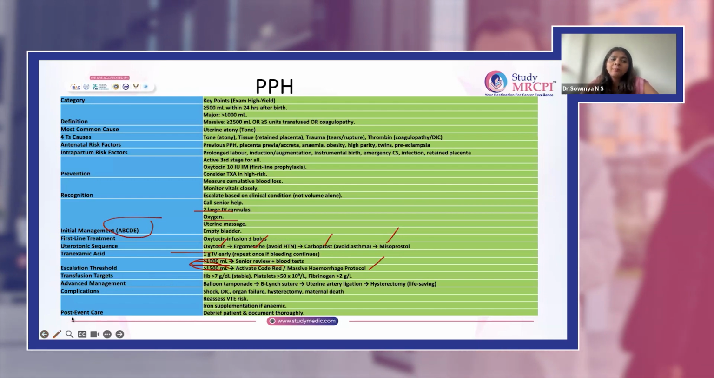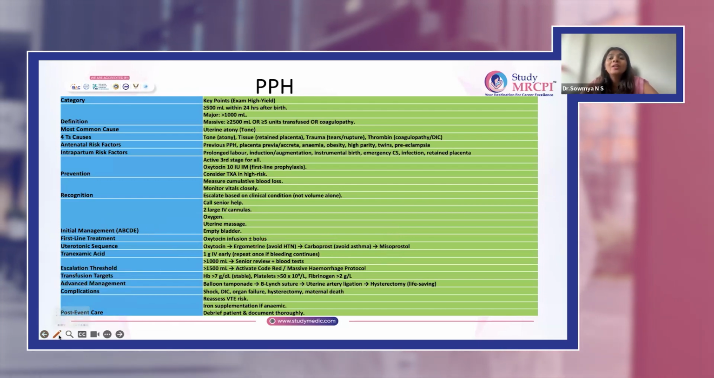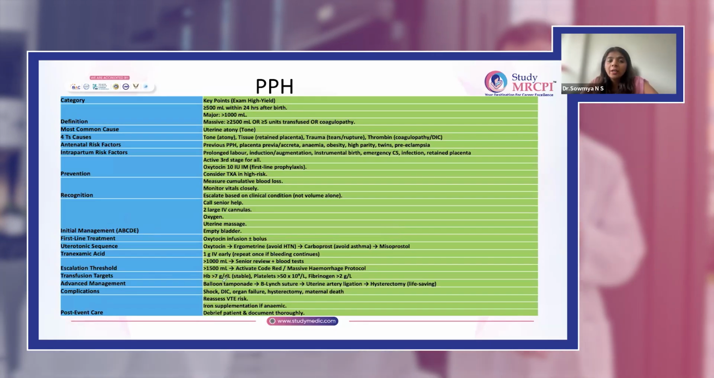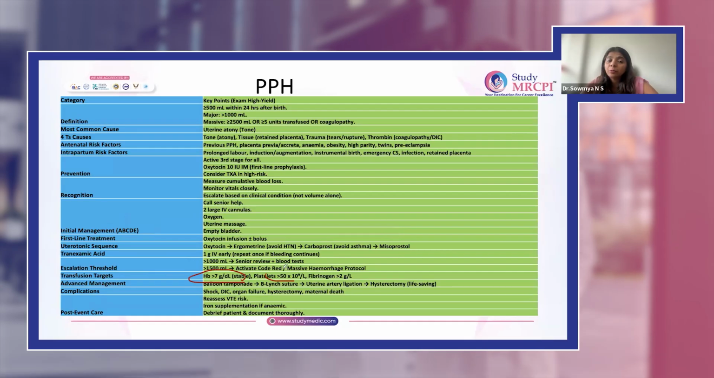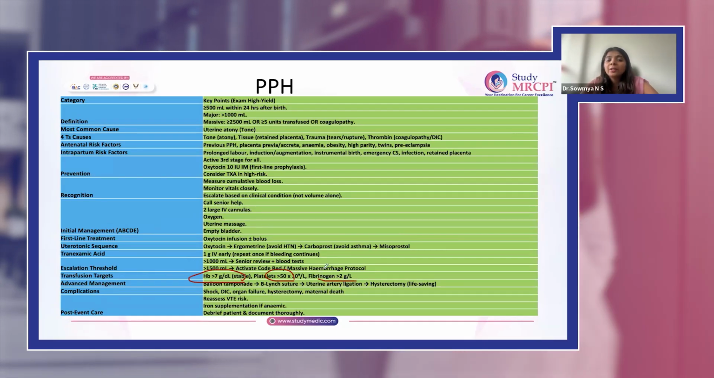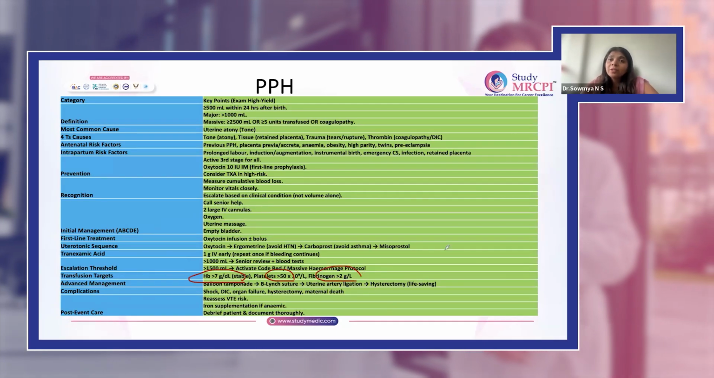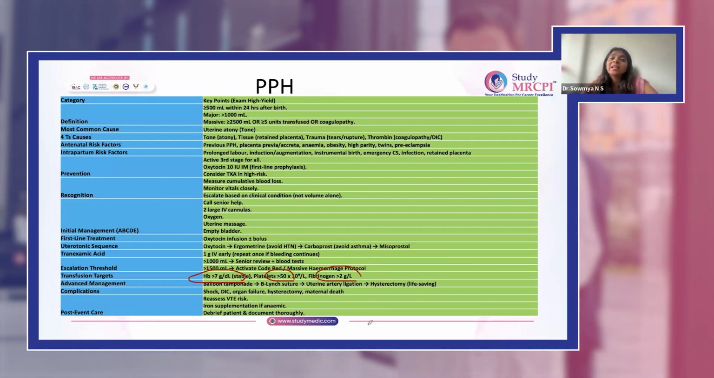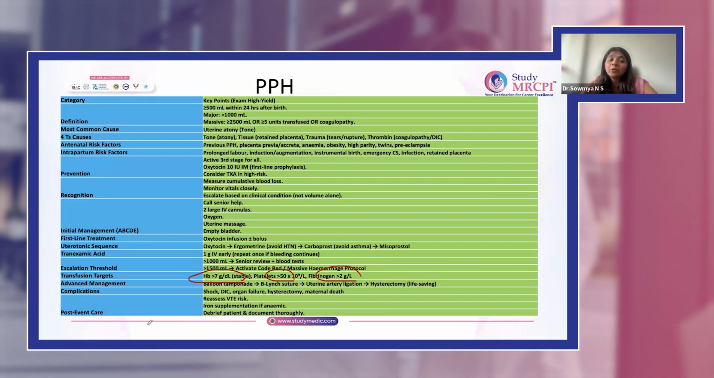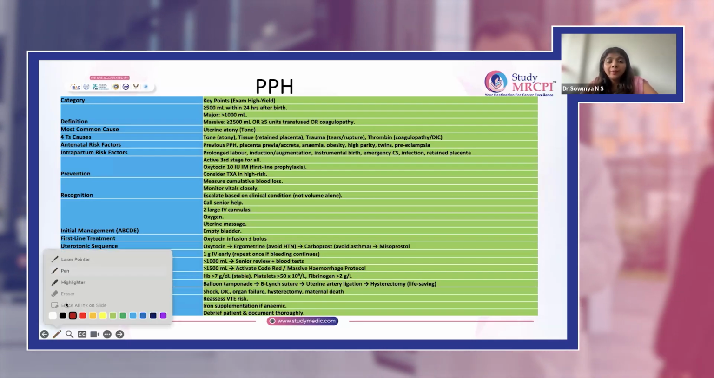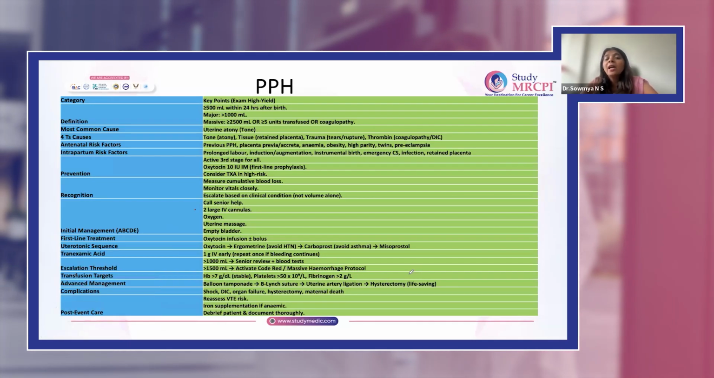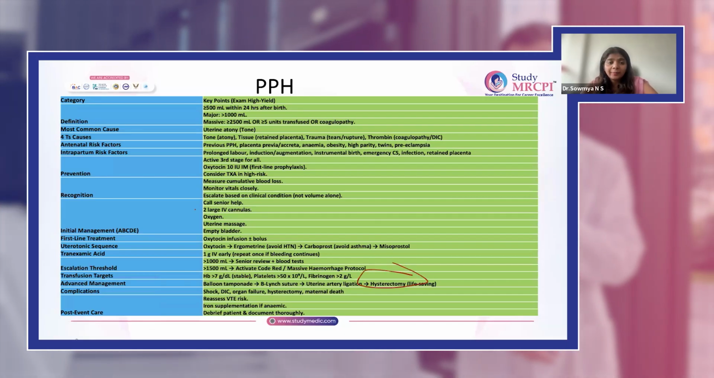Of course, this is extremely important to understand: what are the transfusion targets. You need to make sure that hemoglobin is more than 7, platelets more than 50, fibrinogen more than 2. And of course, for the atonic PPH, after the medical management, the next thing would be balloon tamponade, then hemostatic sutures like B-Lynch, uterine artery ligation, hysterectomy, the earlier the better.